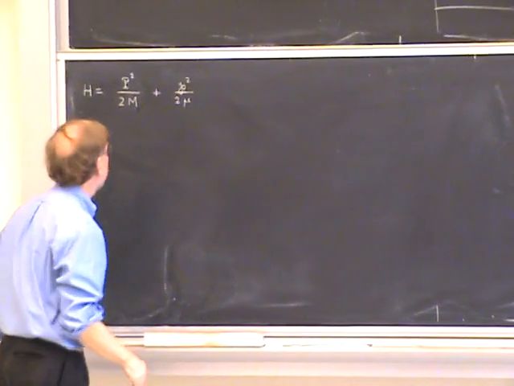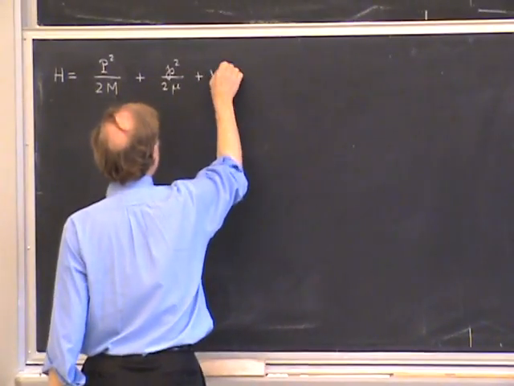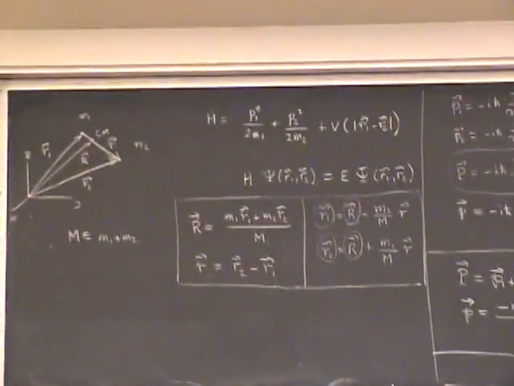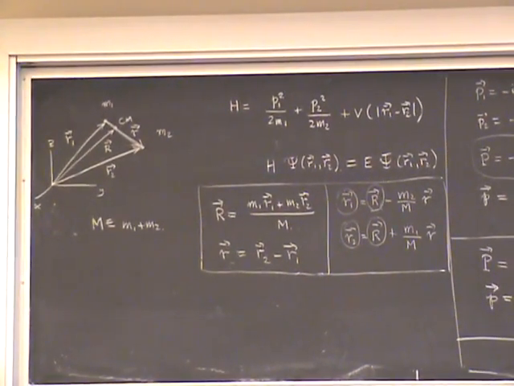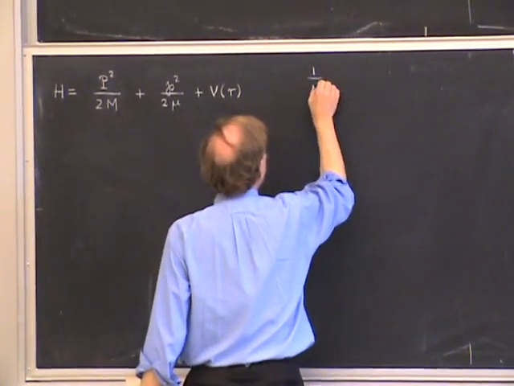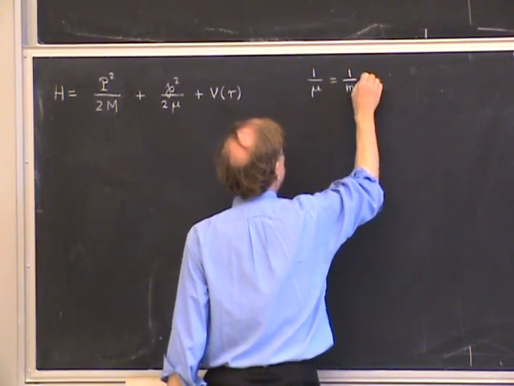And when you do, here's what you find: the Hamiltonian now becomes capital P squared over twice capital M, the square of the total momentum of the system divided by twice the total mass, plus lowercase p squared over twice mu, where mu is the reduced mass, plus the potential energy V. V of the magnitude of R1 minus R2 is just the magnitude of the relative position vector, which I'll call R, like this. Mu here, the reduced mass, is defined this way: 1 over mu is 1 over M1 plus 1 over M2.